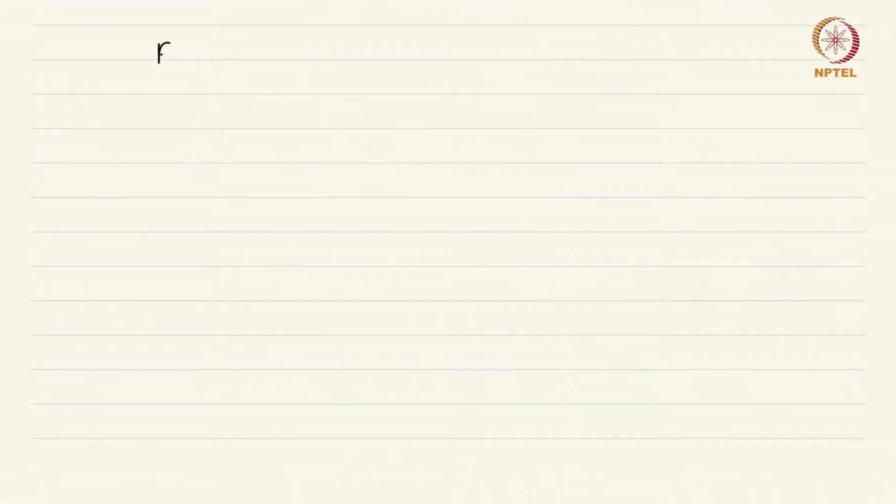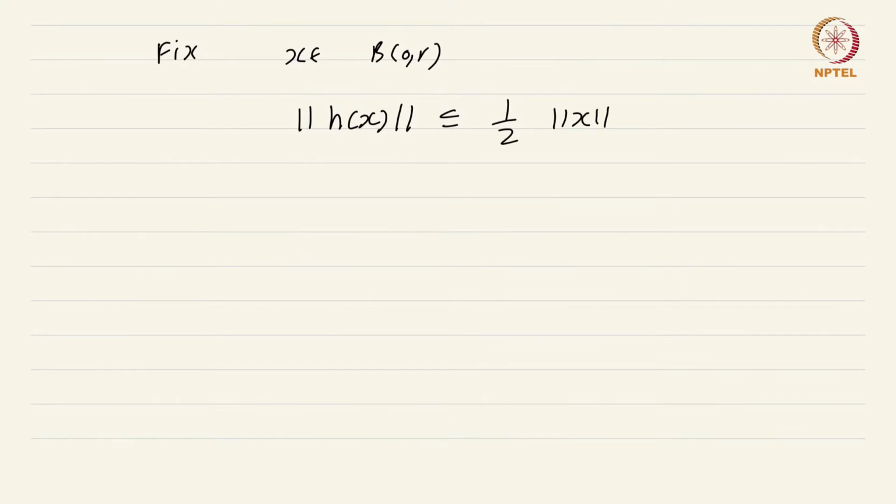Okay, now fix x in B0R. We have an estimate about the operator norm of the derivative of h. We know that it's less than or equal to half. So you can apply the mean value theorem and conclude that norm h of x is less than or equal to half norm x. This is just the mean value theorem.